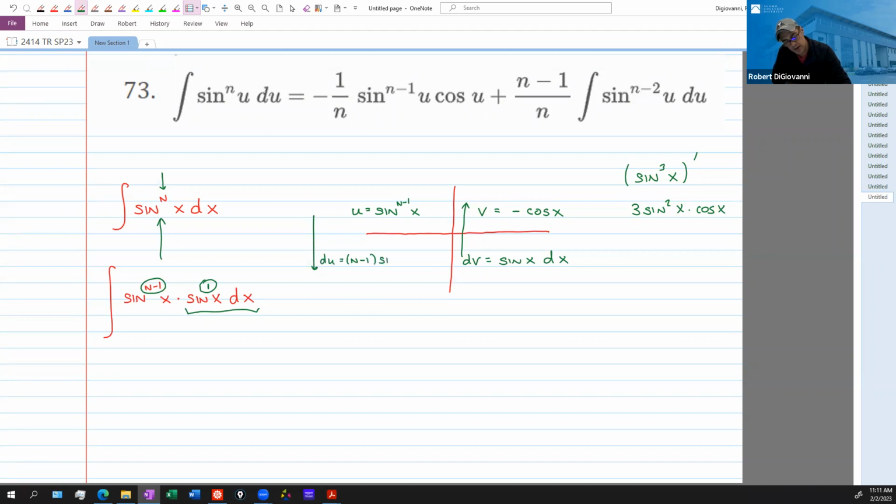And then sine raised to what power? What do you think? N minus 2. N minus 2, right? You have to subtract 1 from n minus 1. So I get sine to the n minus 2 of x, and then cosine x dx.